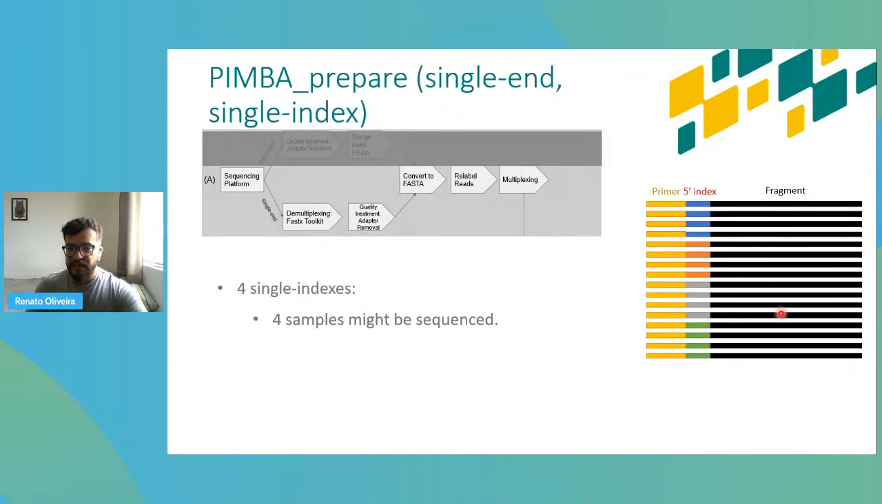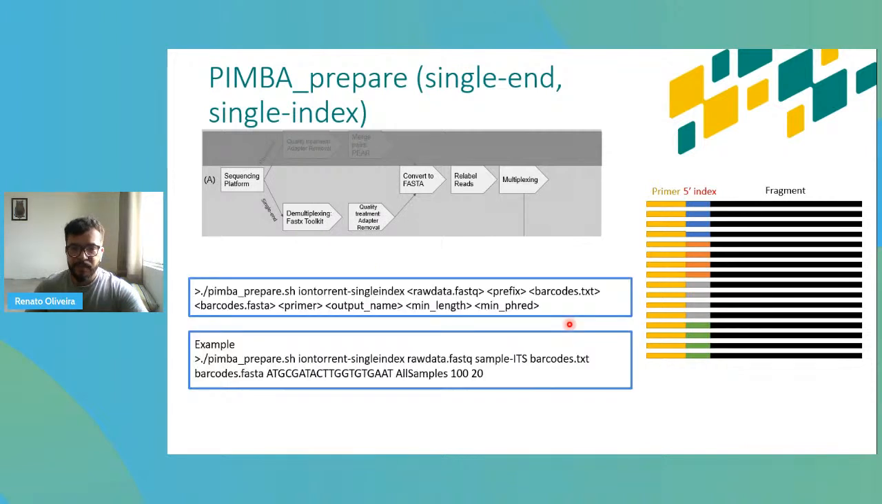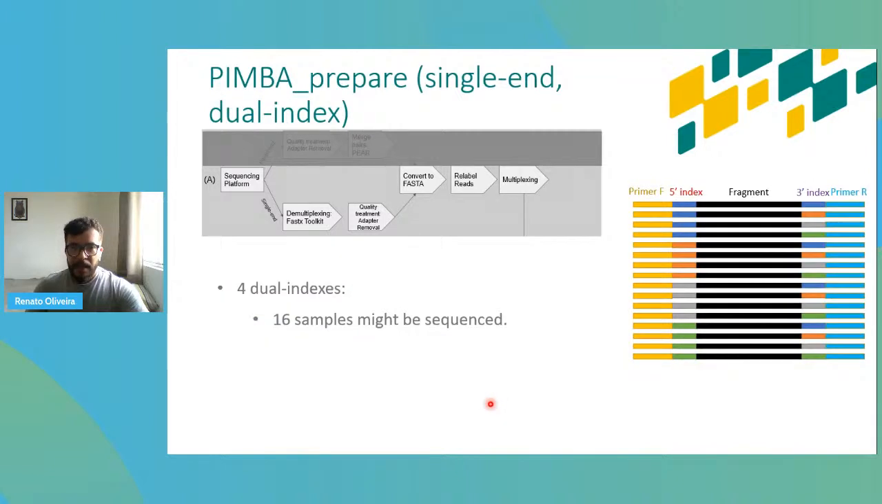Here we have the DNA fragment that we are interested in. And here we have the single indexes, each color representing a sample. And here we have the primer sequence that was used. To analyze this kind of data, you just need to inform PIMBA Prepare a text file with the barcode index, a FASTA file with these barcodes, and the primer sequence. And then PIMBA Prepare will be able to analyze and correctly label the fragment to each sample. And this is an example of a command line that you could use for that.